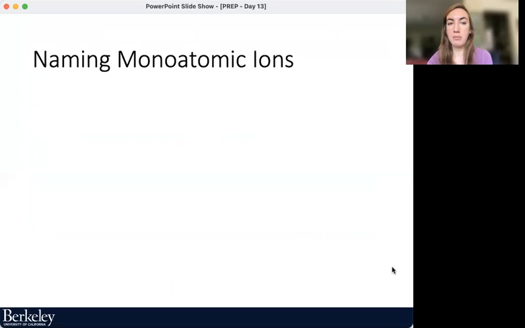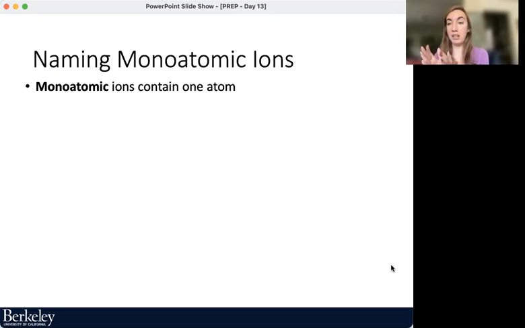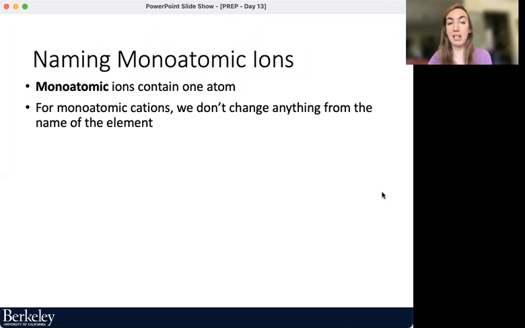So when we are naming ionic compounds, we start by just naming the ions. So monoatomic ions contain one type of atom. So mono means one, atomic is atom. So monoatomic ions are just one atom. And so the way we name monoatomic cations, we don't change anything at all. So sodium is Na+, it's in that first column, it forms a +1 charge, and so we just call it a sodium ion. So that one should be pretty easy to remember.